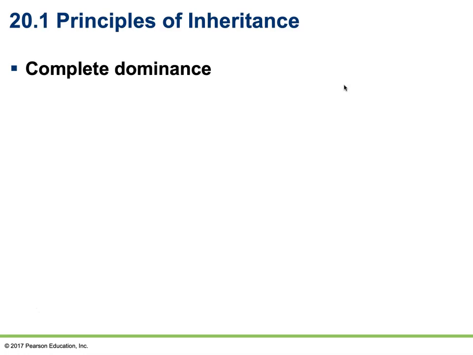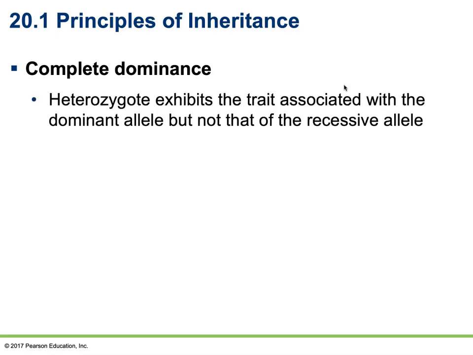There are going to be some exceptions to what we have found in Mendel's work. Although Mendel studied relatively simple systems, his principles can be applied to complex patterns of inheritance, such as incomplete dominance, codominance, multiple allelic traits, pleiotropy, or polygenic inheritance. In the classic case of complete dominance, any heterozygous individual will exhibit traits associated with the dominant allele, but not those of the recessive allele. So complete dominance: the heterozygote exhibits the trait associated with the dominant, but not that of the recessive.